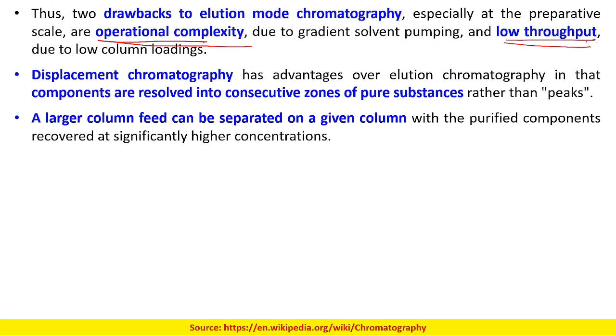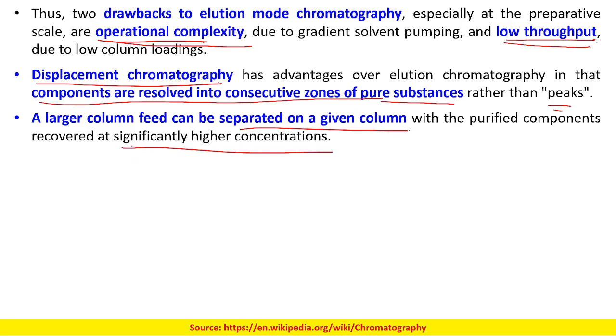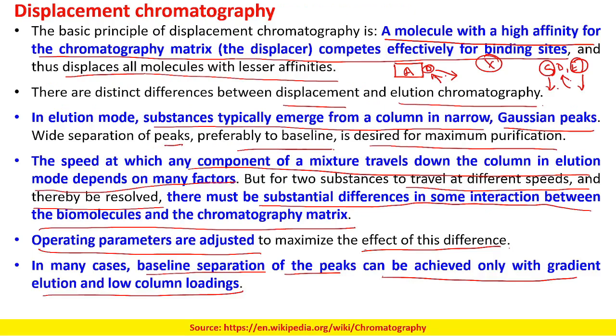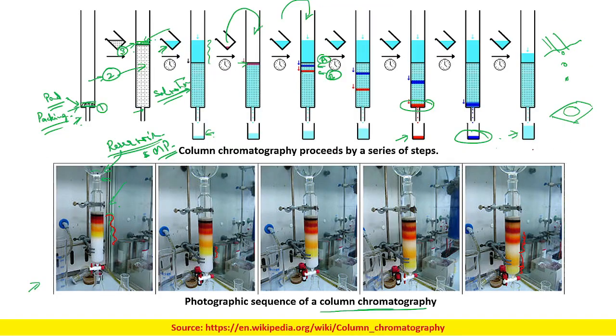Whereas, on the other hand, in displacement chromatography, the components are resolved into consecutive zones of pure substances rather than peaks. A larger column feed can be separated on a given column, with the purified components recovered at significantly higher concentrations. So the elution chromatography is over here, where we have seen that there is an elution of the analytes.